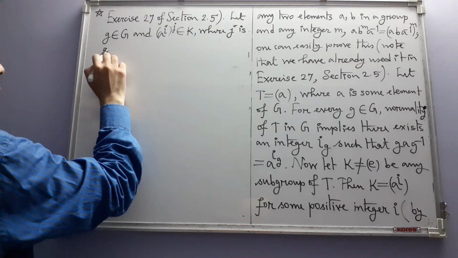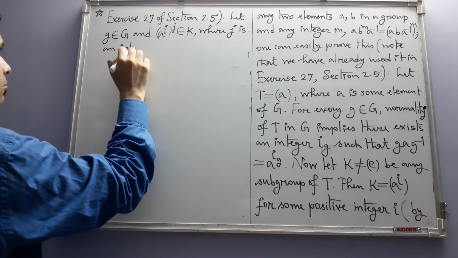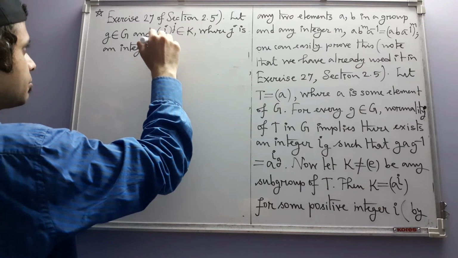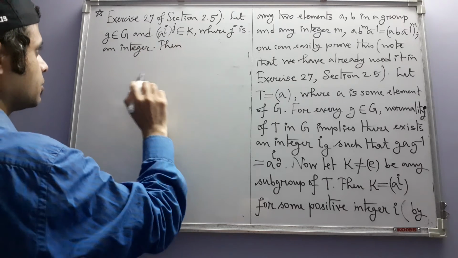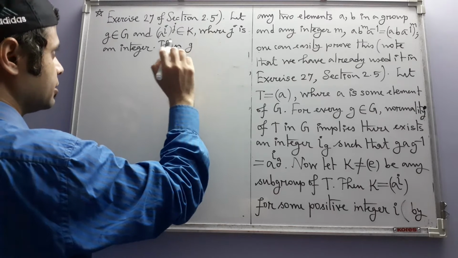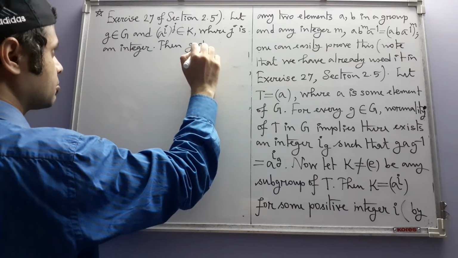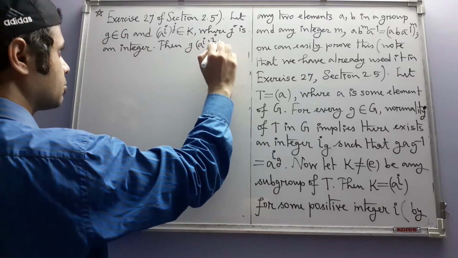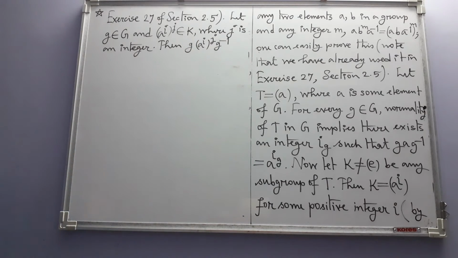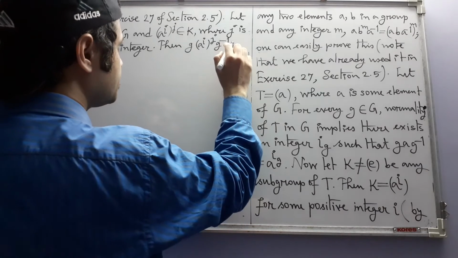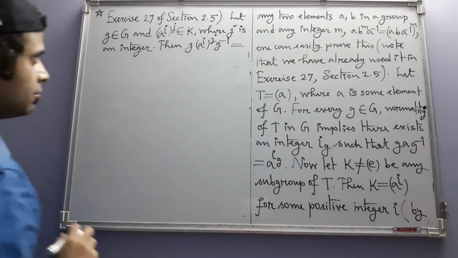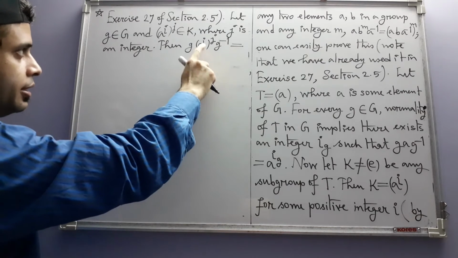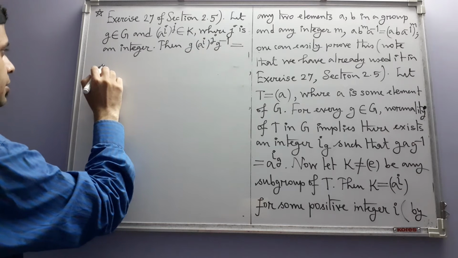Where j is an integer. Our aim is to show that this product belongs to K. Now if you apply one of the rules of exponent here in the middle, you have this.